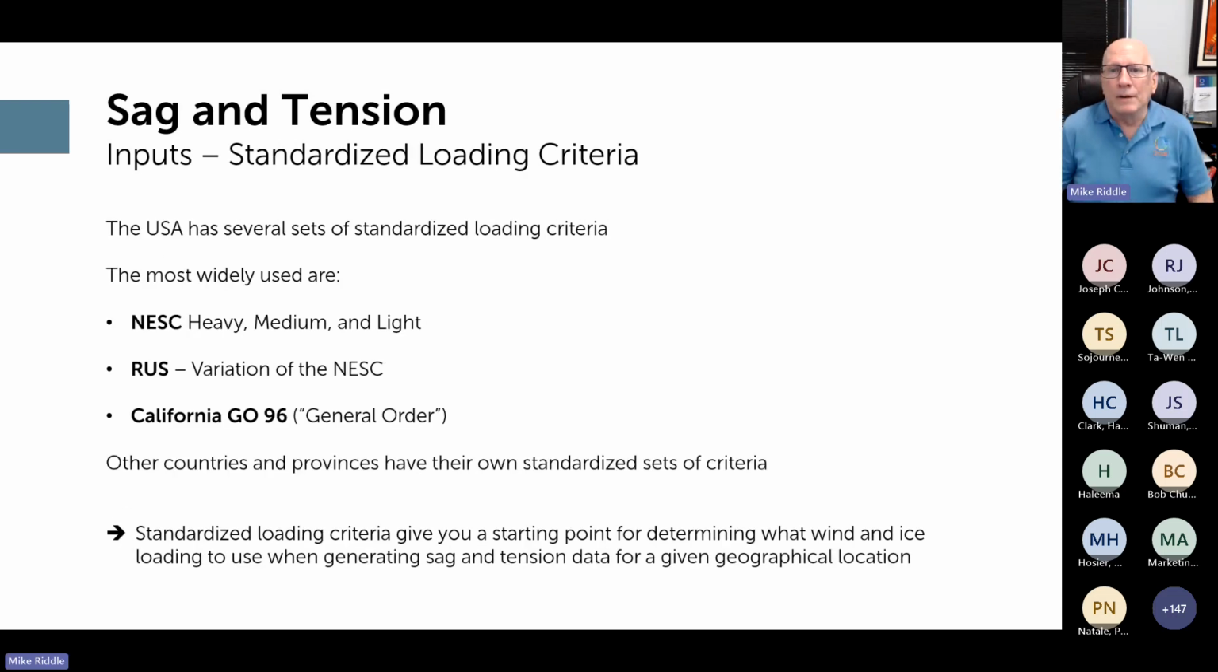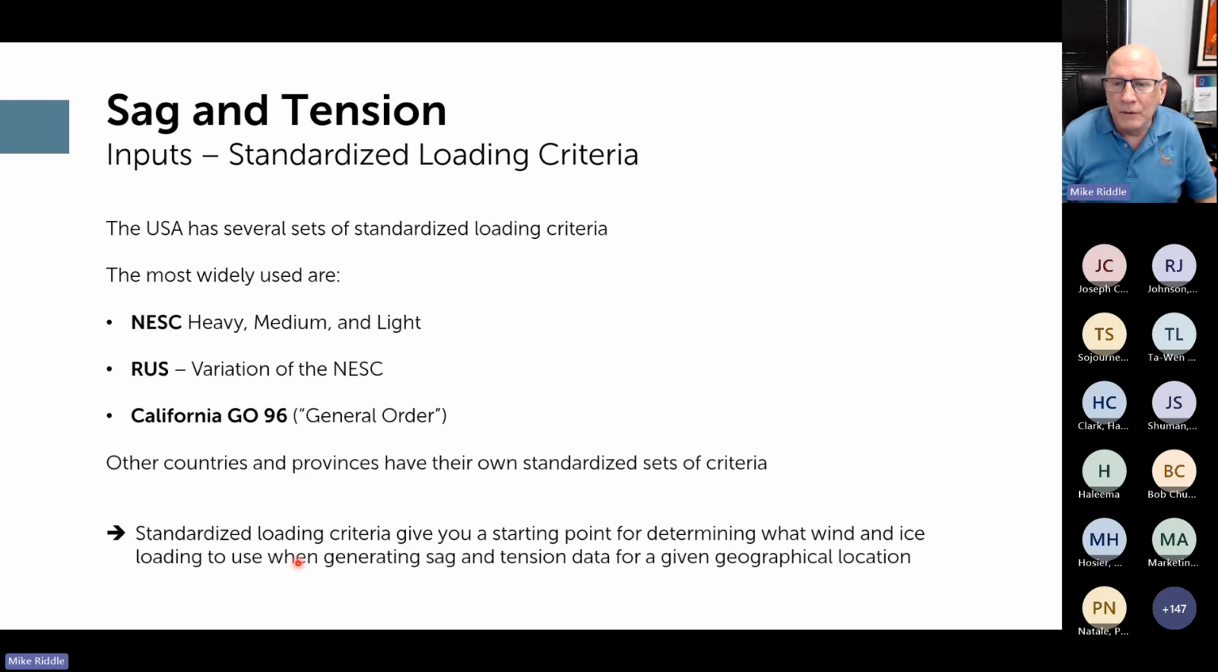So next up, standardized loading criteria. The United States has several sets of standardized loading criteria. The most widely used, we've already mentioned, NESC. There's also RUS, which is kind of a variation of the NESC. There's California GO 95. Hawaii uses something like this too, as I recall. And there are some others that are specific to states or regions of the country. And other countries and provinces around the world, I'm sure, have their own standardized sets of criteria.